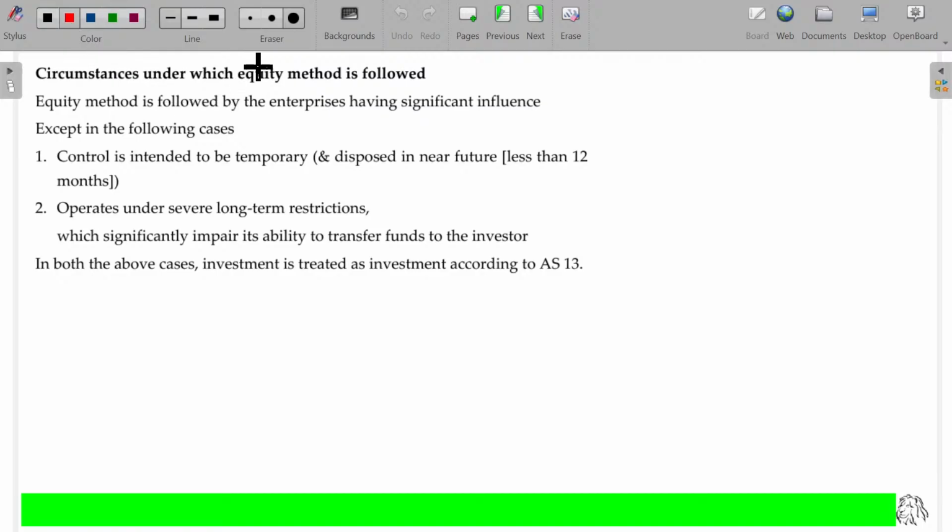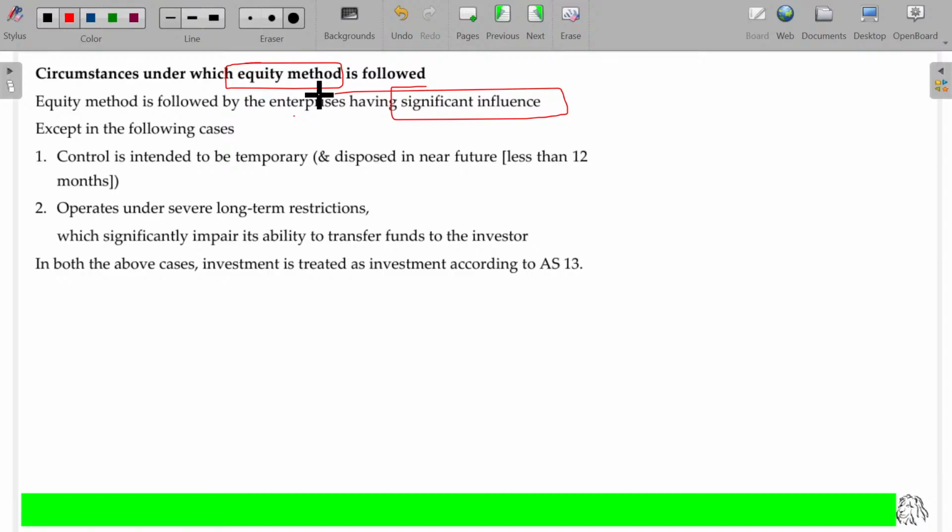Circumstances under which equity method is followed. When are we going to follow the equity method? Equity method is followed by the enterprises having significant influence. If you have significant influence, you have to follow. Though you have significant influence, yet you need not follow AS number 23.